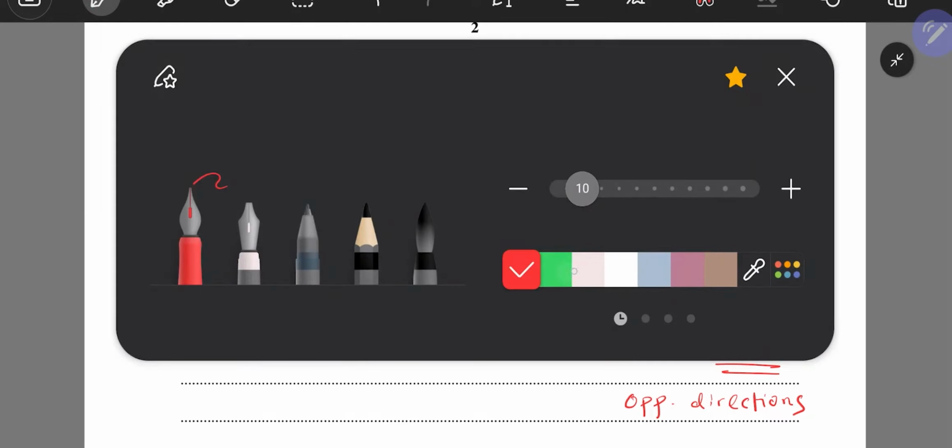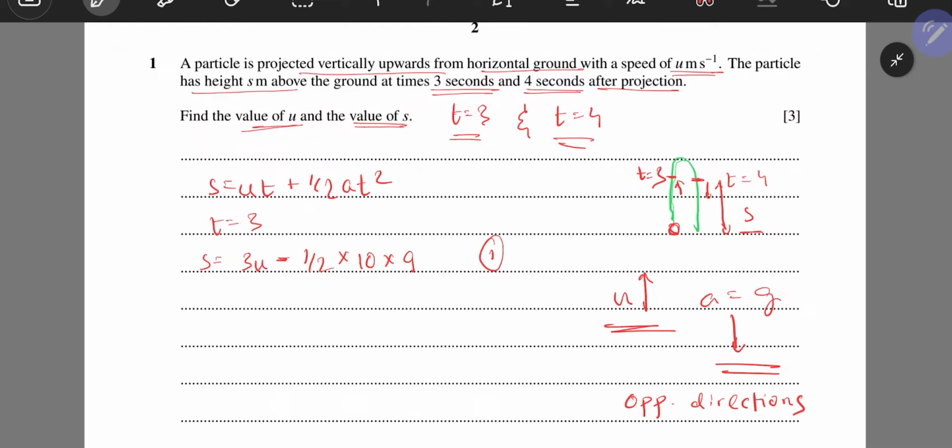Now I'll write equation 2. Equation 2 is almost the same, just t equals 4. So s equals 4u. Again, u remains in the same direction because u is the initial velocity. So the direction remains the same, and acceleration also remains the same. So they're again in opposite directions. So again, I'll use a minus half times 10 times 4 squared is 16. So 4u minus half times 10 times 16.